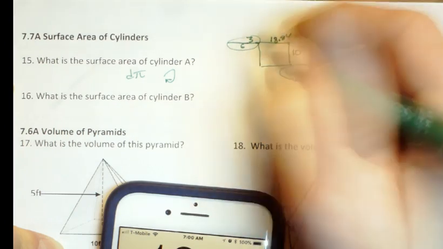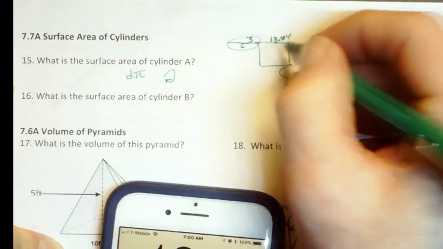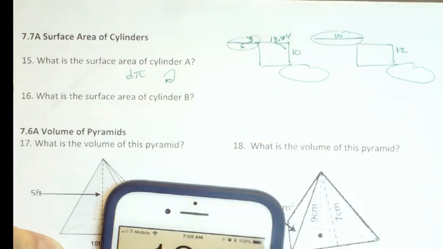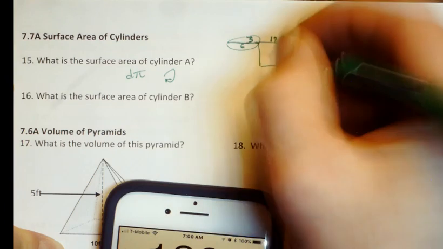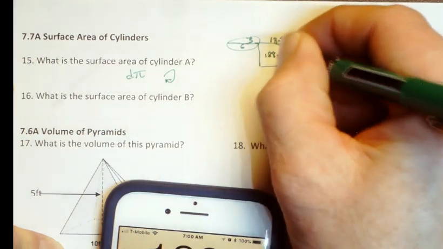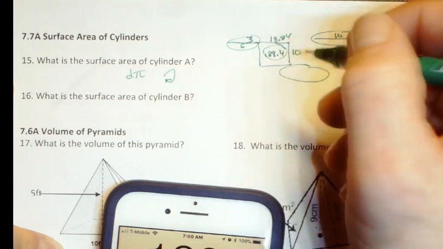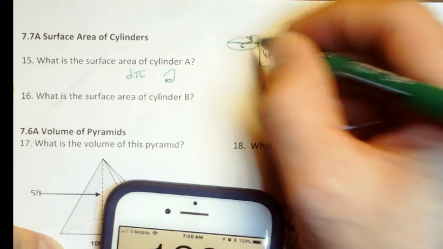So now I've got to find the area of the two circles. I've got the circumference. I can just multiply these two guys together. And actually, I can just do that right now. That's times 10, so I got 188.4 here. Just move the decimal there. That is the surface area of the label.